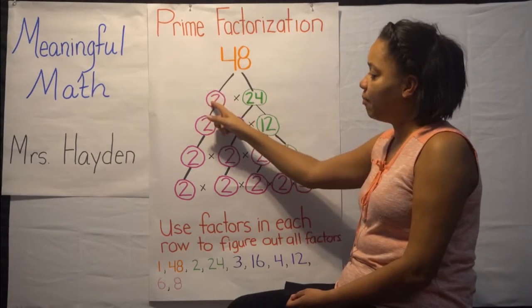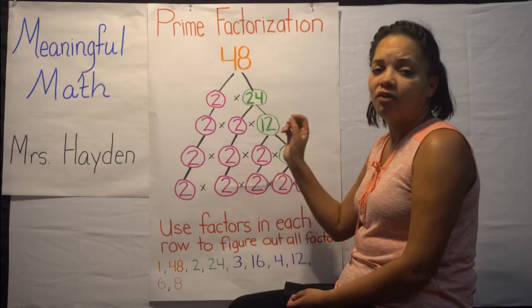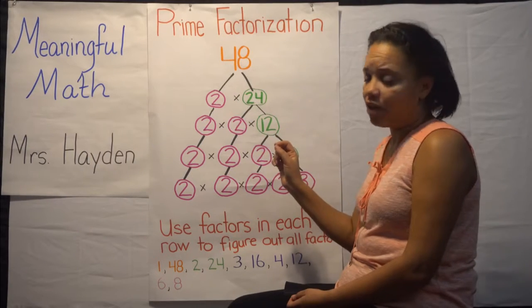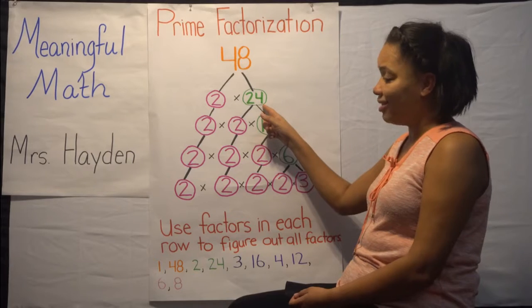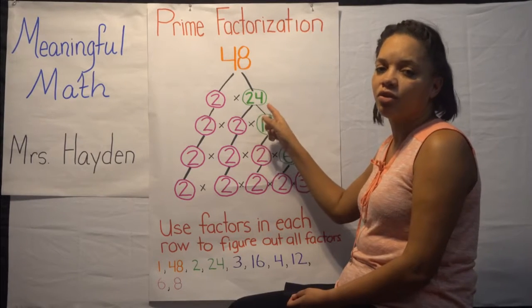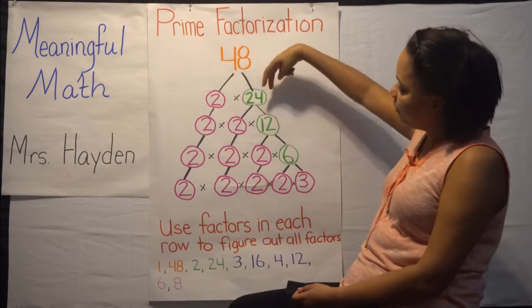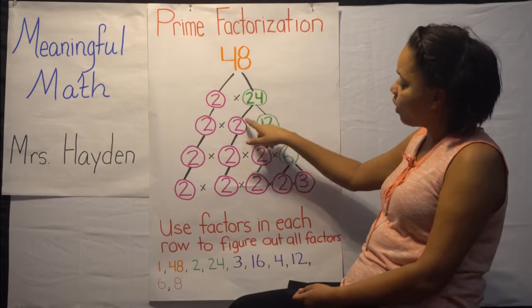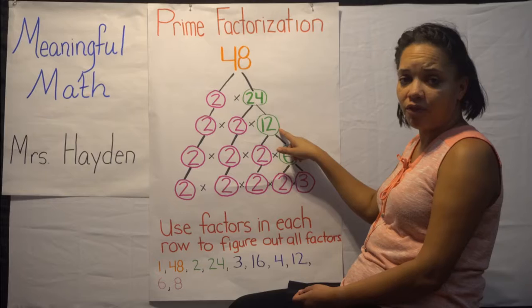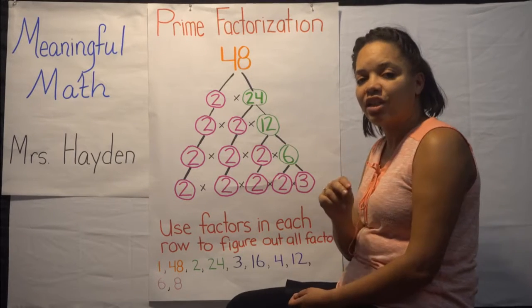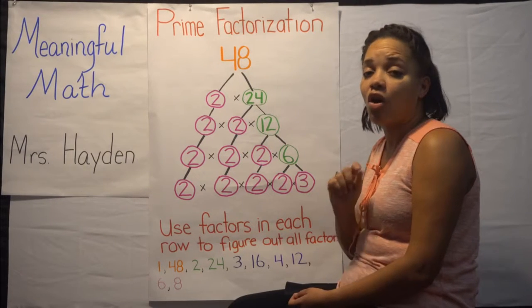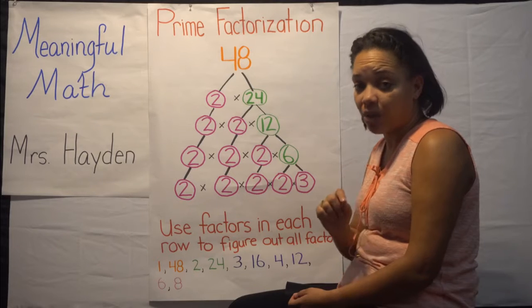2 is prime because its only factors are 1 and itself. But 24 is not. That's the reason it's still green. So I'm going to carry this 2 down to the next level. But then I'm going to divide this 24 into 2 times 12. This process will continue until we get to the bottom where all numbers are just prime.